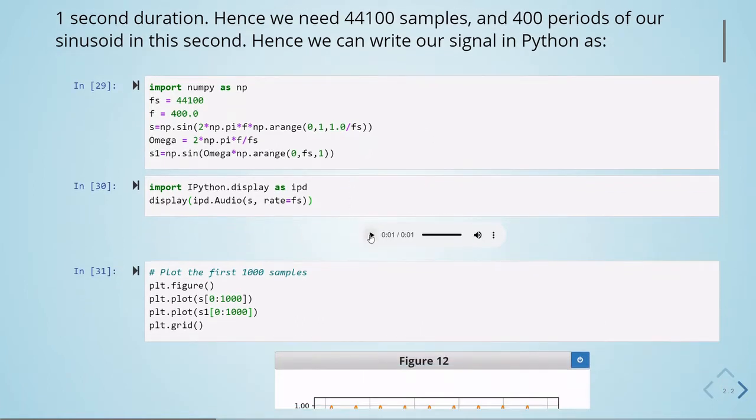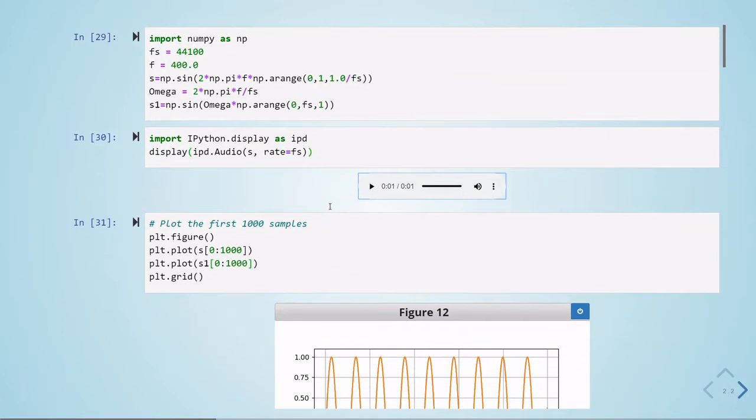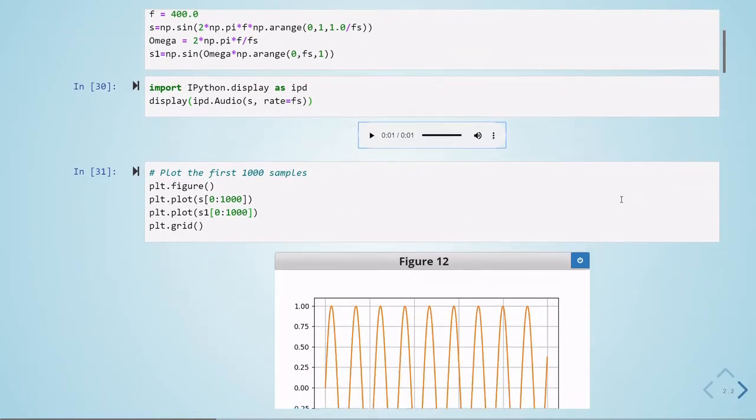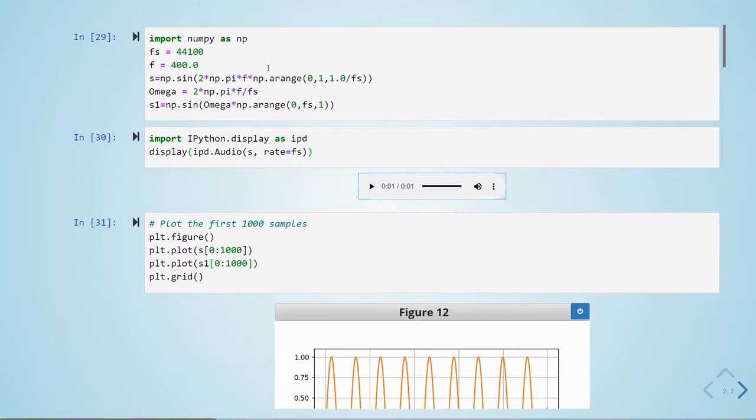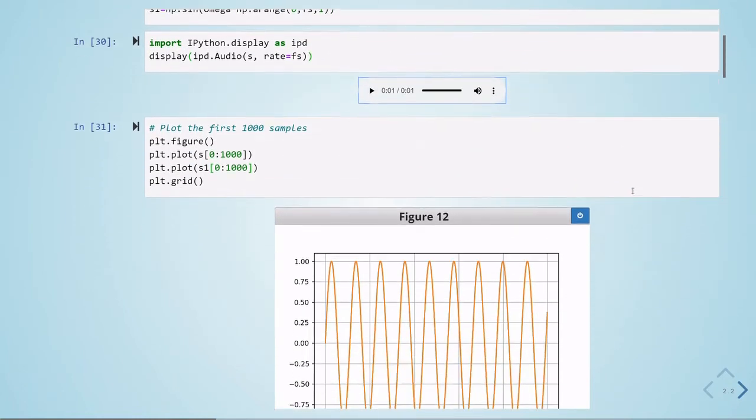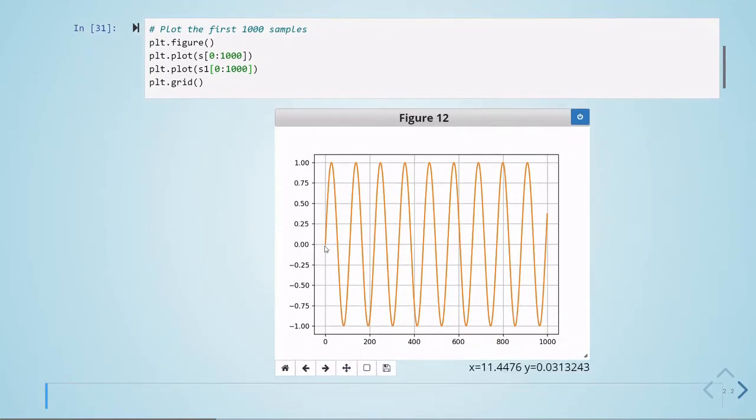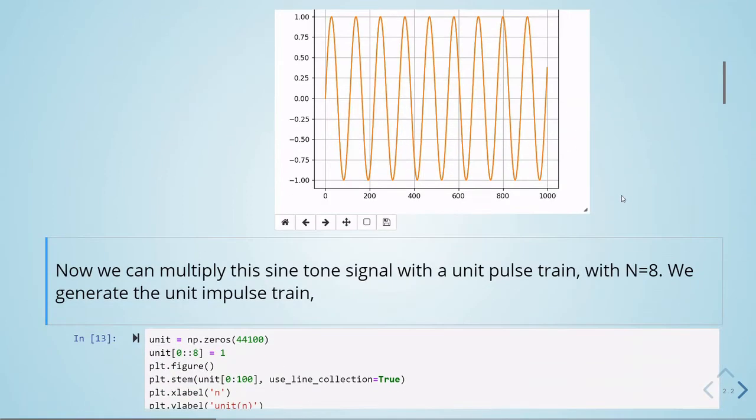And here we can hear our signal. So this is 1 second. This is our sine wave at the sampling rate of 44.1 kilohertz, and this is a 400 hertz sine wave frequency. If we plot the first 1000 samples, here I'm plotting both signals just to prove that they are in fact the same. So we have our sinusoid, the first 1000 samples.